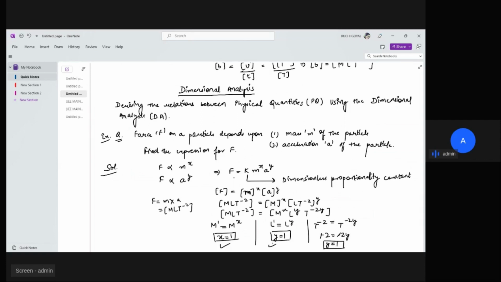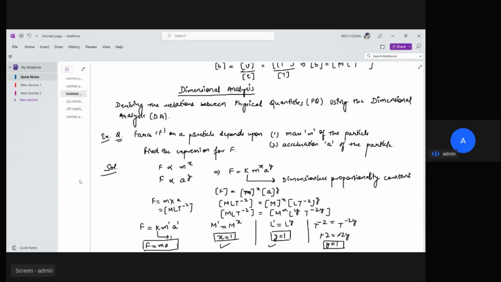Substituting in this formula for f, what we have calculated, f is equal to k m raised to power 1 a raised to power 1. This proportionality constant is 1, so f will be equal to ma. This is the formula of the force. So with this type we use dimensional analysis.